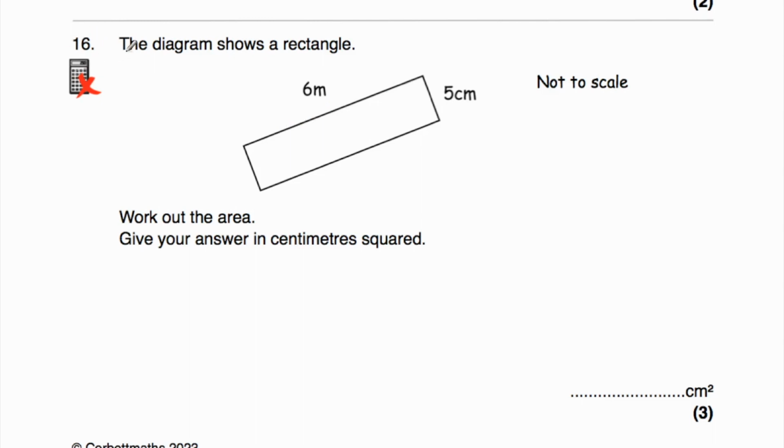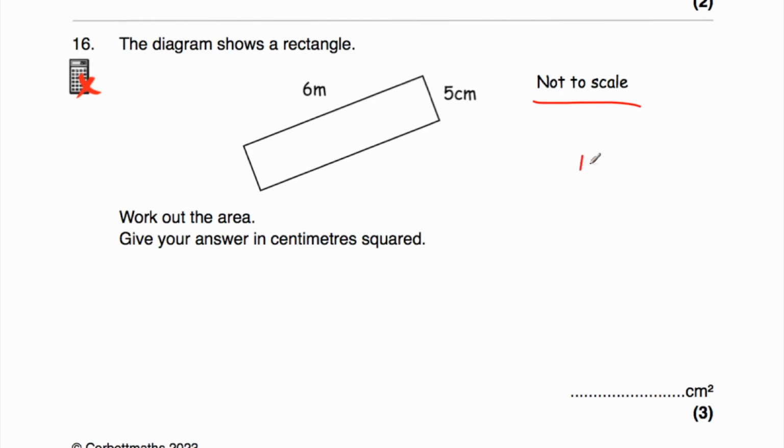Okay, let's have a look at question number 16. Question number 16 says the diagram below shows a rectangle, and we've got a length of 6 meters and a width of 5 centimeters, and we're told not to scale. And we've been asked to work out the area of the rectangle and to give our answer in centimeters squared. So the width of the rectangle is 5 centimeters and the length of the rectangle is 6 meters, but we've been asked to give our answer in centimeters squared, so let's change our 6 meters into centimeters.